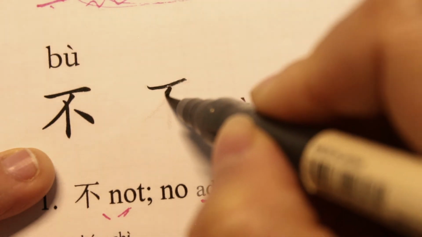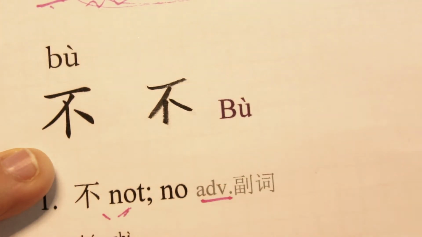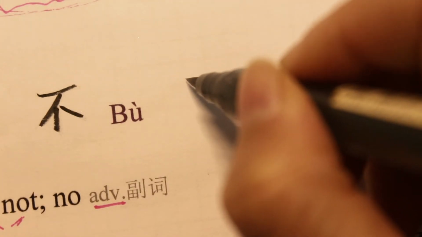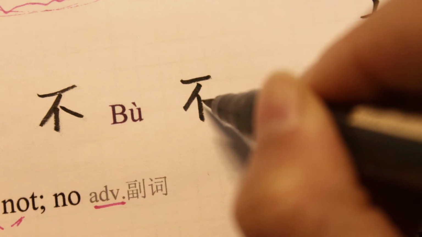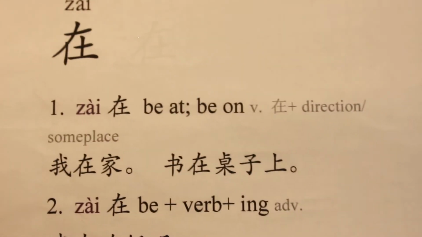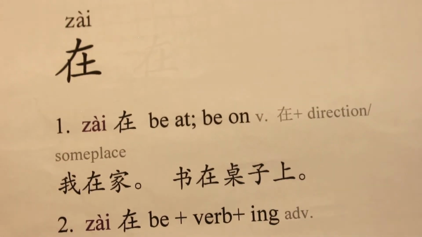1 2 3 4. So it's only 4 strokes. 1 2 3 4. 不. Then let's move on. The next character for you is 在.